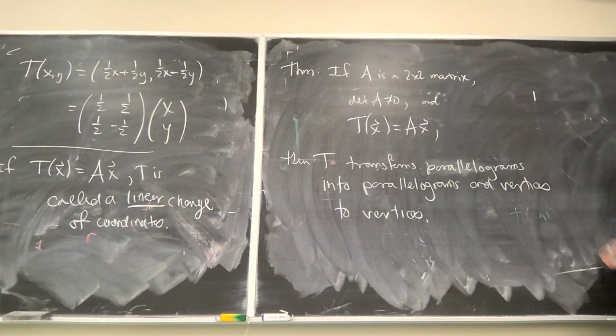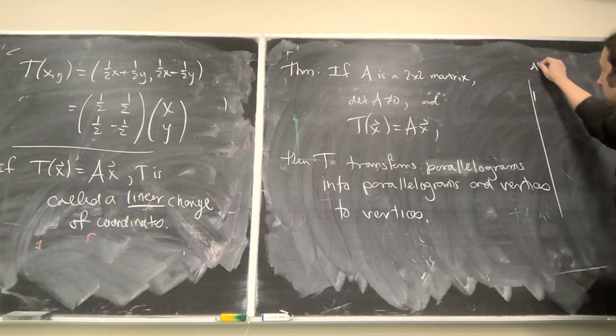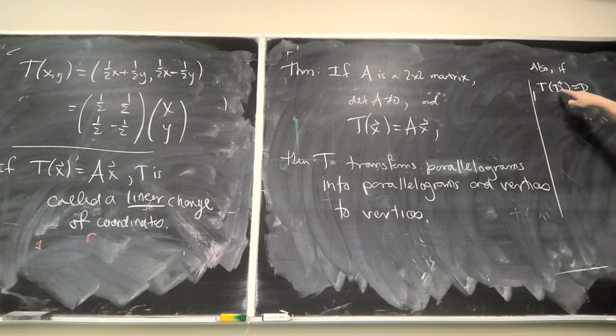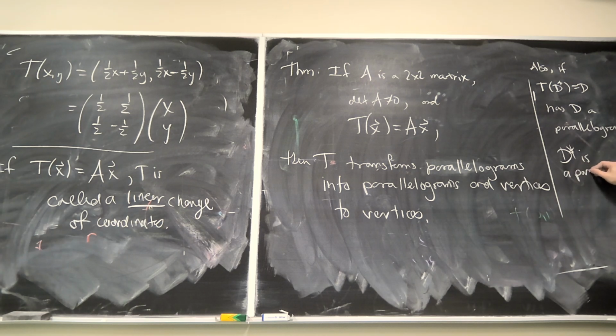Furthermore, if the transformation of some domain under a map like this is a parallelogram D, so if the output was a parallelogram, then the input must have been. So essentially the theorem and its converse are both true. Of course, the reason that's true is because matrices have inverses when they have non-zero determinants.